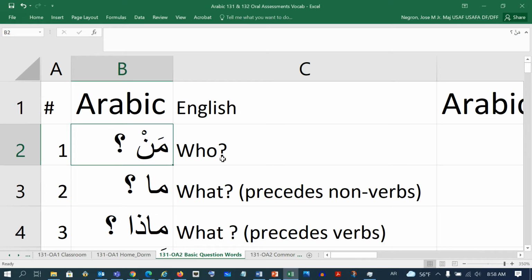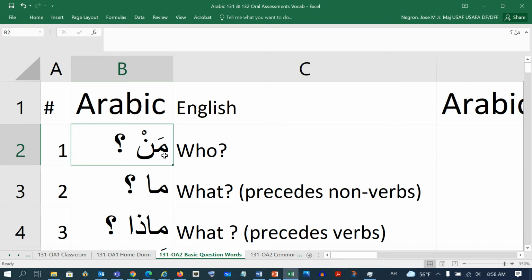So the words that we're going to be reviewing are starting with men. Men. This is the word who. Now it looks like min, which means from. That's a preposition. But min has a kesra underneath the meem. This has a fatha over the meem, right? So this is men, not min. It means who, right? So if you want to ask, who is that?